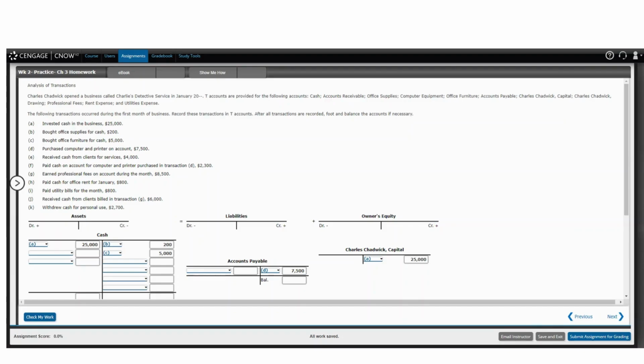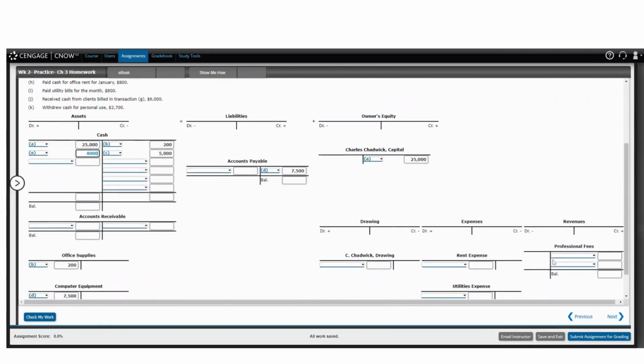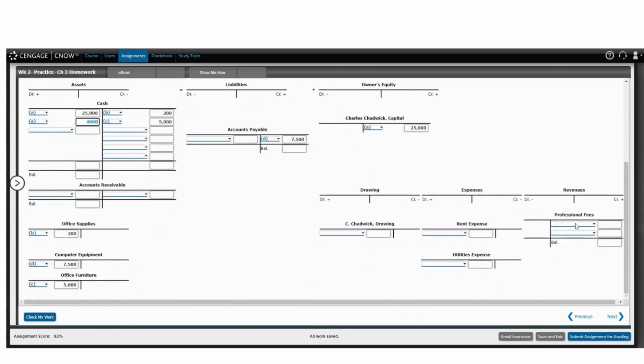Okay. In E, he received cash from clients for services in the amount of $4,000. Okay, so I know my cash is going to increase on the debit side. I apologize, on the debit side. So here I'm going to put E, and that's going to be $4,000. The other account that's affected, what do you guys think it is? I hope you said revenue, okay? I'm going to go down here, professional fees increase on the credit side.